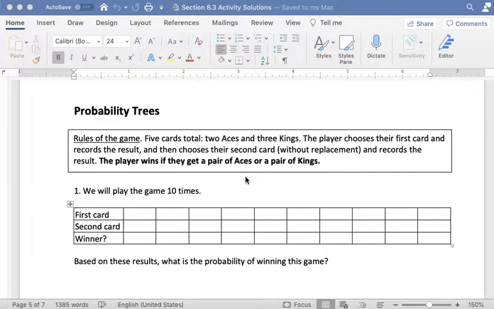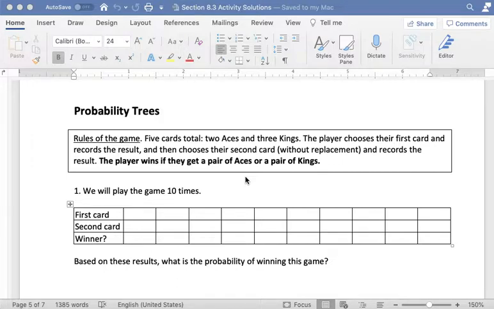So if you have a deck of cards at home, I recommend that you get it out and play this yourself. What you're going to do with your 5 cards is put them upside down and mix them up so that you don't know which is which. And then you're going to randomly choose a card. You're going to record whether it's a king or an ace. You're not going to put that card back in the deck, and then you're going to choose a second card.